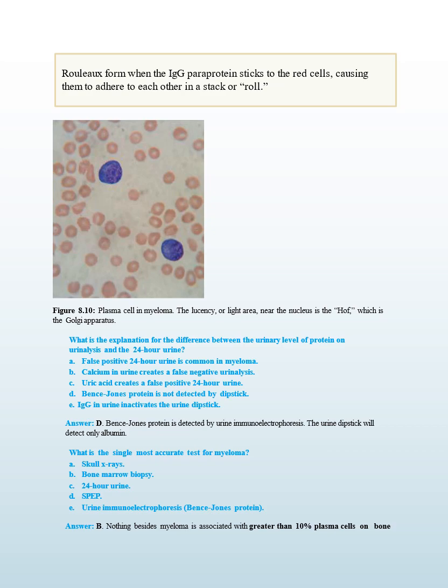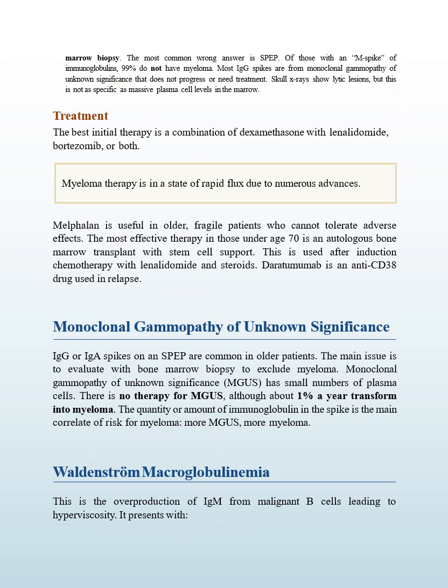Next clinical scenario is asking what is the single most accurate test for myeloma? A, skull X-ray. B, bone marrow. C, 24 hours urine. D, SPEP, S-P-E-P. And E, urine immunoelectrophoresis or Bence-Jones protein. The right answer here is B. Nothing besides myeloma is associated with greater than 10% plasma cells on the bone marrow biopsy.